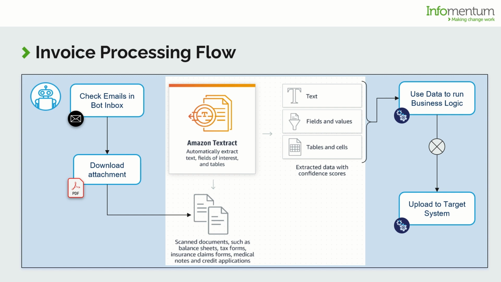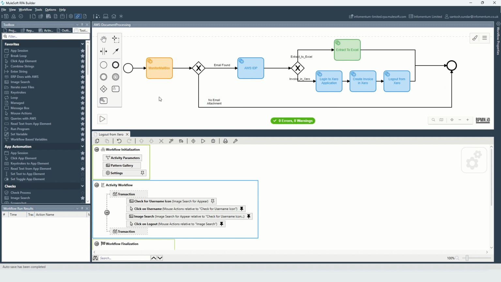Okay, now let's look at how the code is built. As you can see from the previous process flow, I have exactly replicated the same steps in the MuleSoft RPA Builder. The first step is monitoring the mailbox to see if there is any email. If an email is found, it then triggers the AWS IDP engine. Based on a specific parameter, the information is either passed on to an Excel or it can go into the Xero application. If the option is to put it into Xero, then you have three steps wherein you log in, you create an invoice, and then log out from this application. If there was no valid email attachment found, then the process would end.